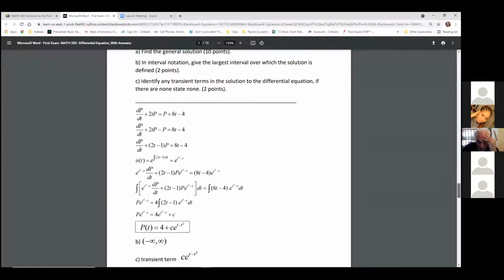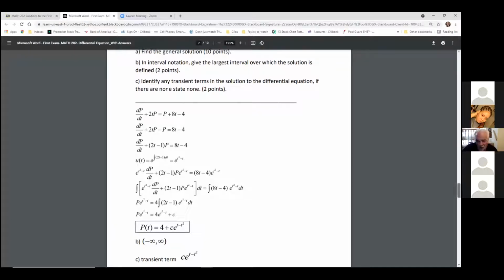There's a couple of people that don't know how to do this method. This is a differential equation you can't separate, so you have to use the method of an integrating factor. You will get a problem on the final exam where you have to solve a differential equation using an integrating factor. And then the largest interval: this is valid from minus infinity to infinity.